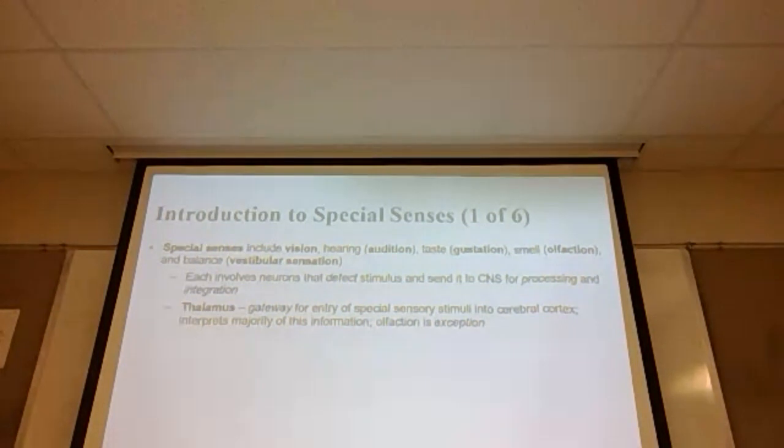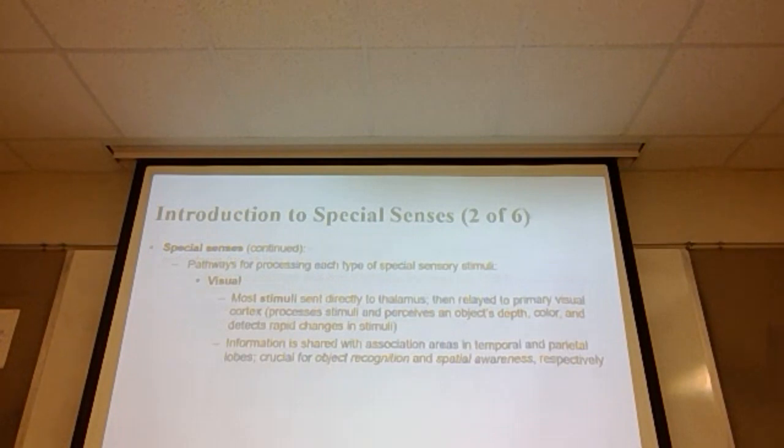The signal is then sent to the cerebral cortex, where the cerebral cortex will do the major part of the interpreting of this information. The exception to that is olfaction, or the sense of smell. Visual, most of the stimuli is sent directly to the thalamus. Then it's relayed to the primary visual cortex, which processes the stimuli, perceives an object's depth, color, detects rapid changes in stimuli. The information is shared with the association areas in the temporal and parietal lobes, and that is crucial for object recognition and spatial awareness.